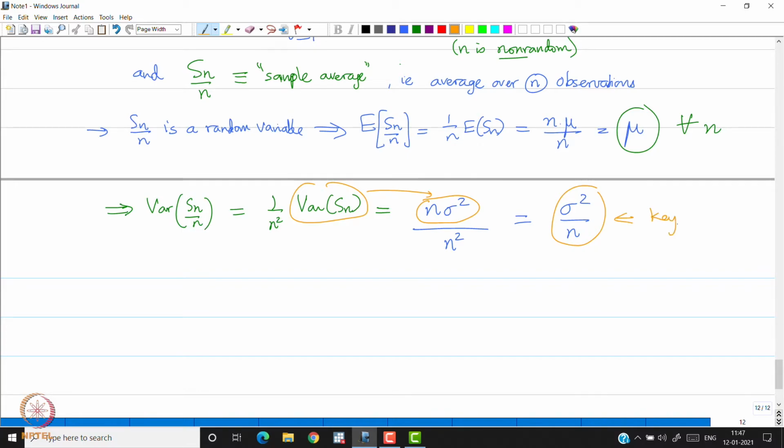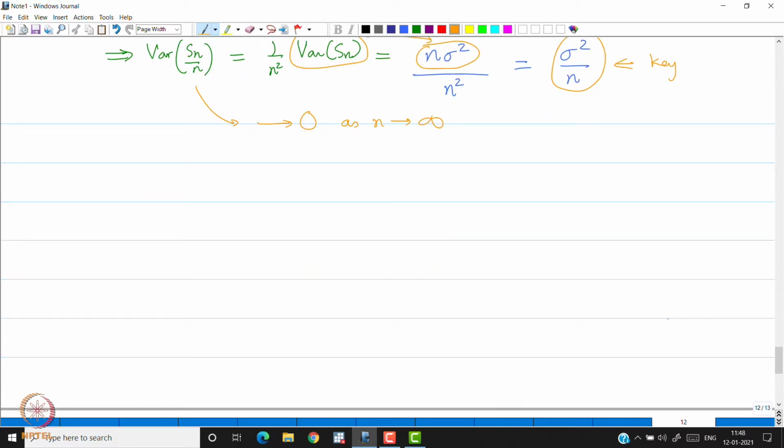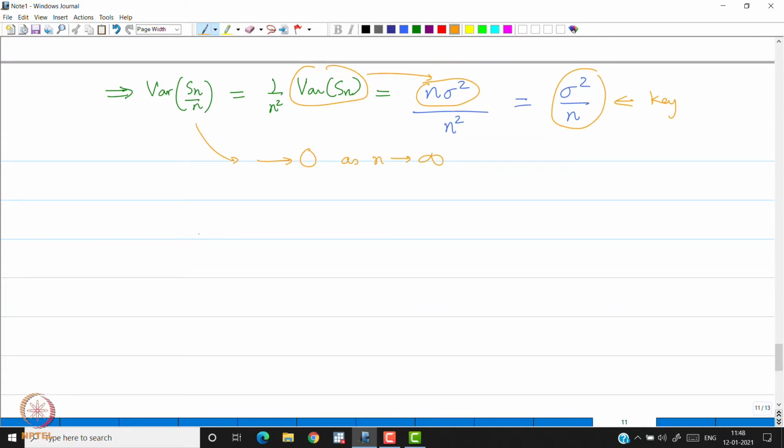So it is very important to note here that the variance of Sn by n, the variance of the sample average, basically does not grow with n, it actually decreases as 1 by n. That is extremely important because it is going to establish the law that we care about. And what is important is that this variance therefore tends to 0 as n goes to infinity. And therefore now if we apply the Chebyshev inequality to Sn by n, so what are we going to do?